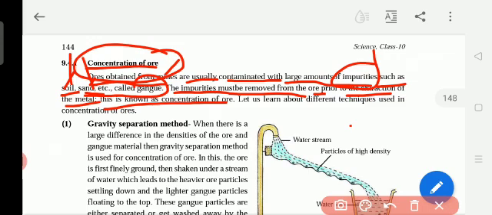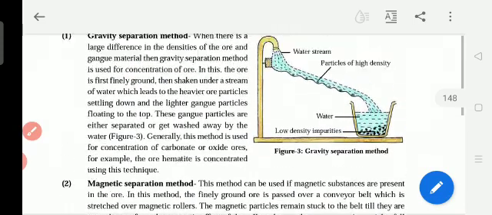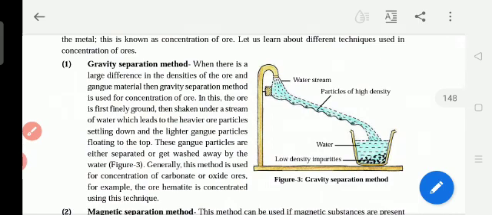So concentration of ore means separating the impurities from the ore. Impurities means soil and sand, which are also called gangue. According to the reactivity of the metals, different techniques are used for the concentration of the ore. For all the metals, we don't use the same process to remove the impurities. In the concentration of ore, we have three types.